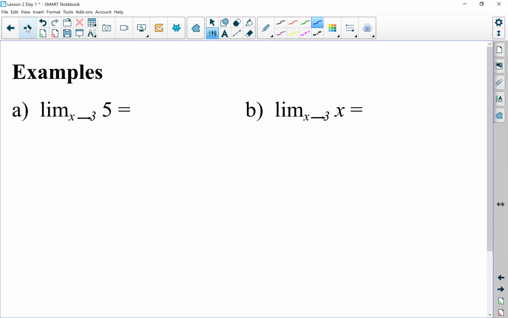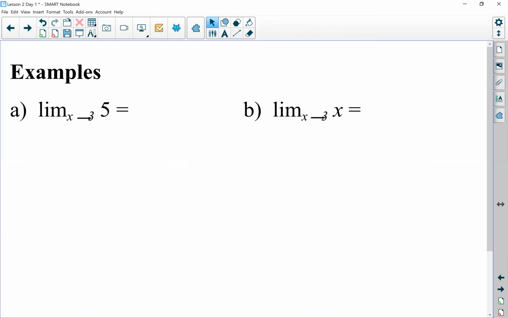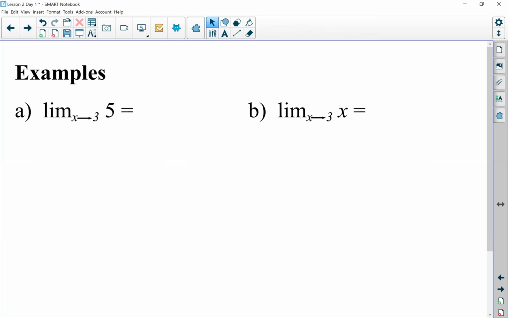So we could take a look at some examples. The limit as x approaches 3 of 5. That's like our first example, the limit of a constant. Doesn't matter what x is, our limit is always going to be that constant. The limit as x approaches 3 of x, now is the time where we get that value as our limit. So hopefully that makes sense.